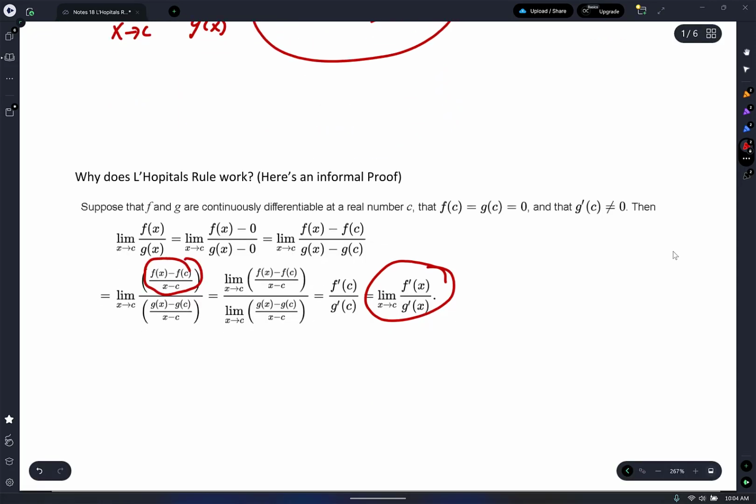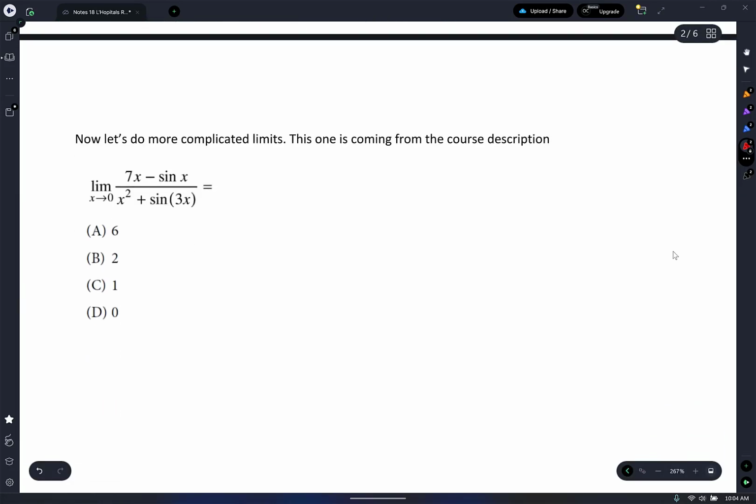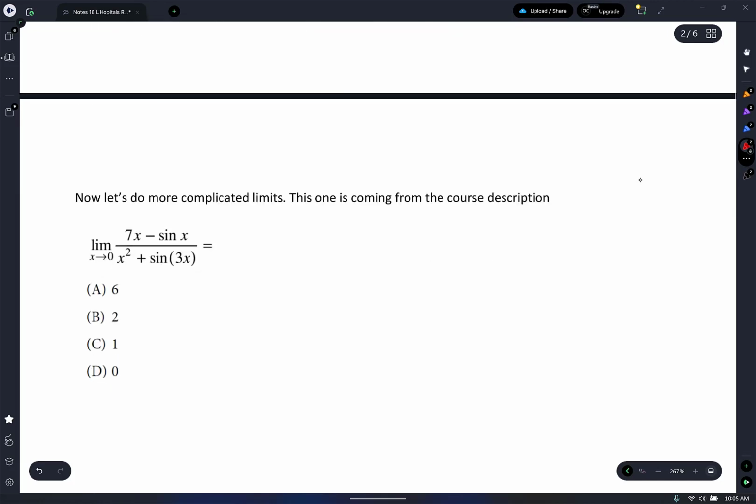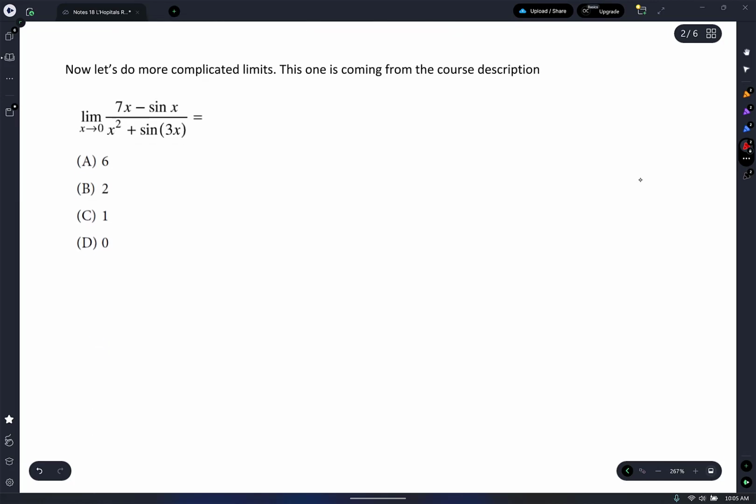Okay. All right, here we go, guys. So when do we use L'Hôpital's rule? Well, when we get complicated limits like this one. You know what? I don't know if we're ready. Oh, that's fine. We already started it.